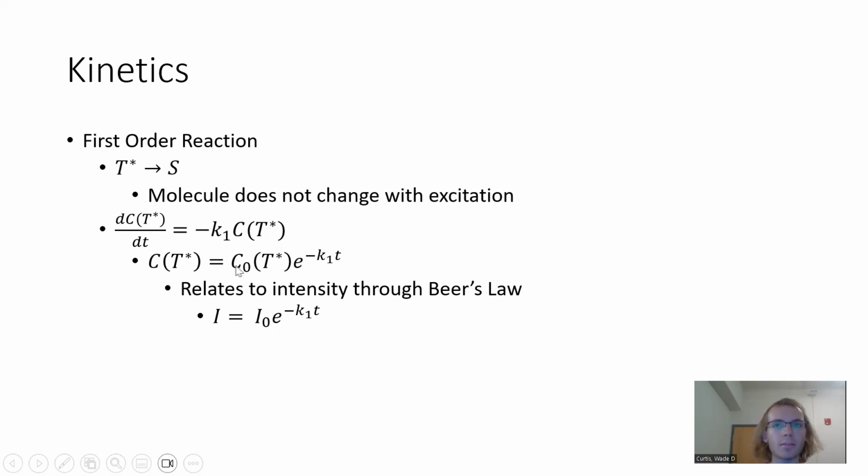You can use calculus to determine the concentration at any given time based on the initial concentration, which gives an equation that looks like this, where it's the initial concentration times the exponent, or e to the negative rate times t. This also relates to Beer's law and allows you to substitute intensity for concentration.